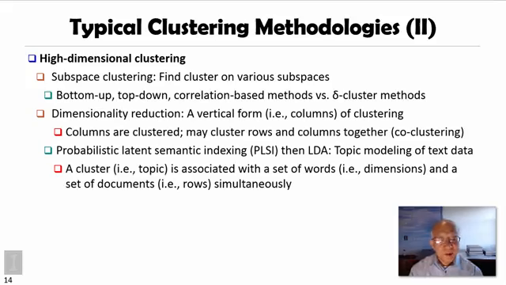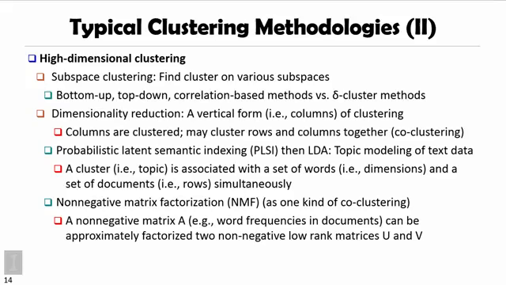There are several typical methods. One is probabilistic latent semantic indexing. Later, people developed another method called latent Dirichlet allocation. So PLSI and LDA are typical topic modeling methods for text data. Essentially, we can think the text can be clustered into multiple topics. Each topic is a cluster, and each topic is associated with a set of words, or you can think of them as dimensions, and also a set of documents. You can think of them as rows simultaneously.